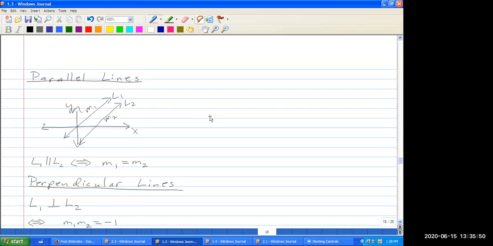Next, parallel lines. Two lines in the plane are said to be parallel if they do not intersect at any point on the lines. Suppose I have two lines, L1 and L2, and suppose they're parallel, relative to some coordinate system x, y. Then L1 and L2 will be parallel to each other if and only if their slopes are equal to each other.